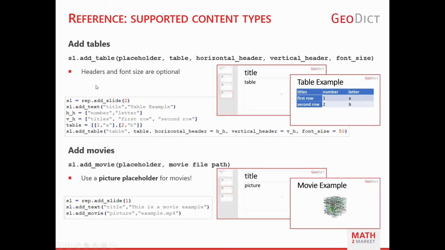Furthermore, we can also add tables, and we're going to be seeing that in the next example as well, where you specify the placeholder for the table, then you specify the two-dimensional table data, so the content of the cells, and you can also specify horizontal headers and vertical headers for the table, and you can specify a font size. And you can also add movies by calling sl.add_movie, giving the placeholder name and the path to the MP4 file that you want to add to the presentation.